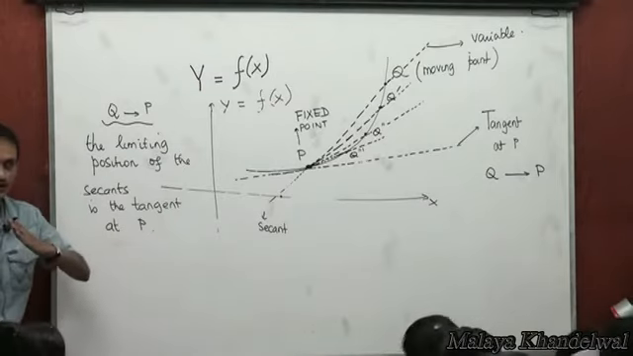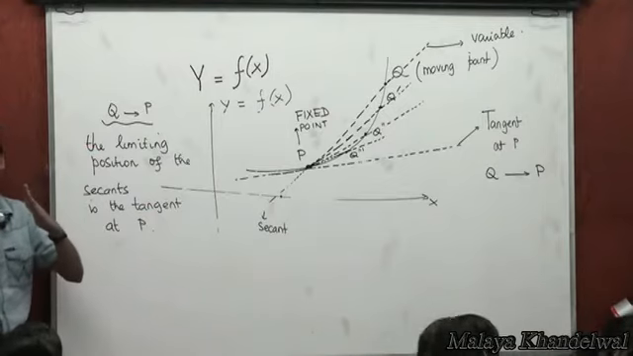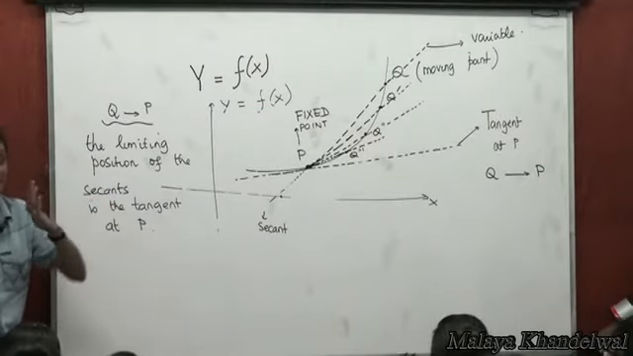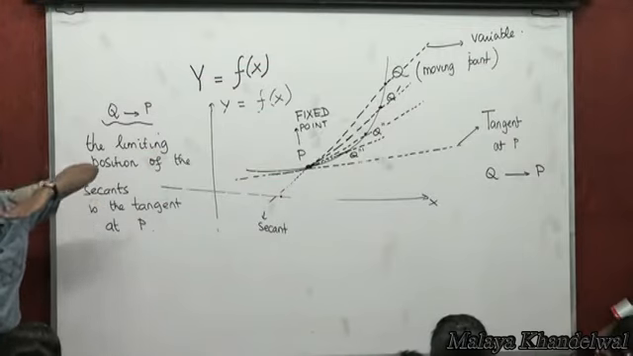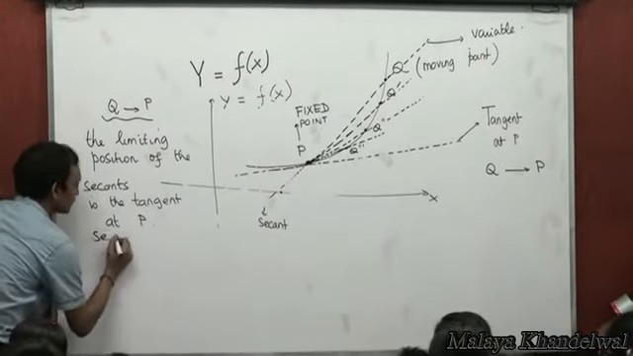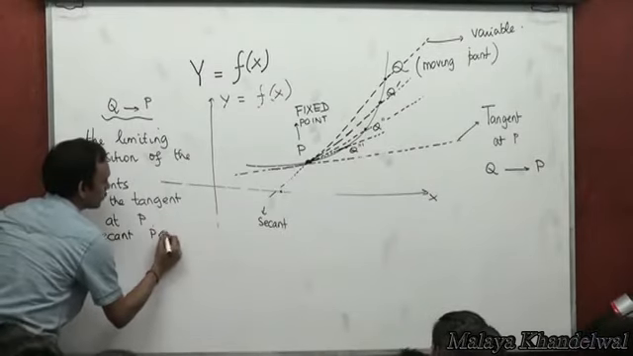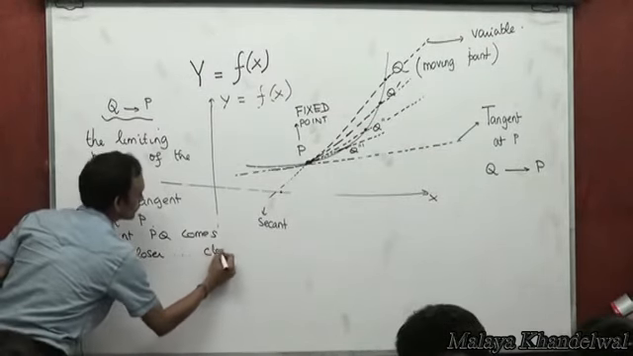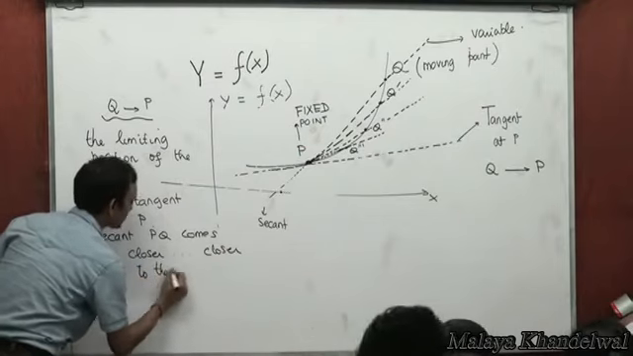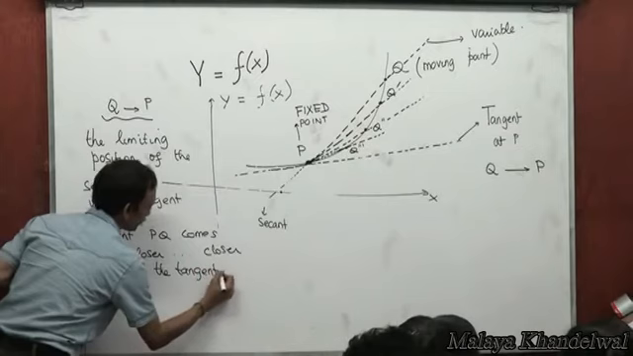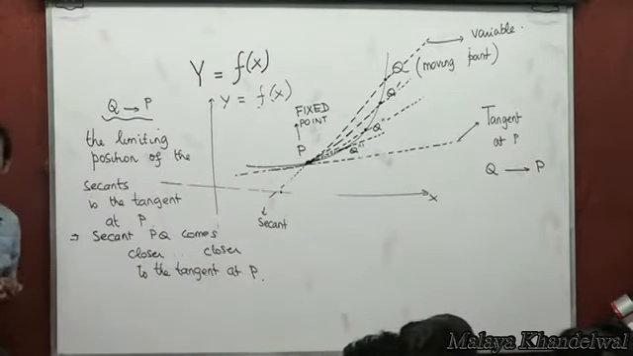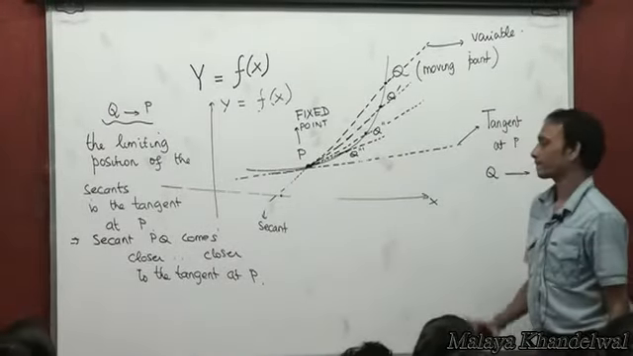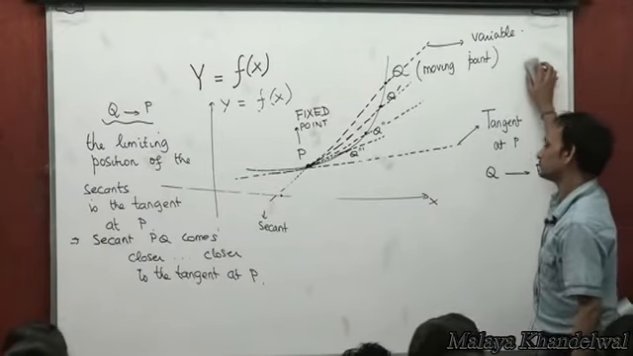Right? When Q is brought closer and closer to P, then the secant PQ comes closer and closer to the tangent at P. This is what it means, right? The secant PQ comes closer and closer to the tangent at P. Does it make sense? Now, having said this, can I wipe this off?